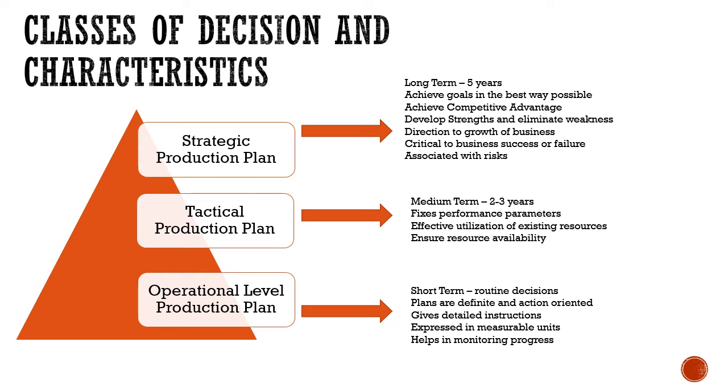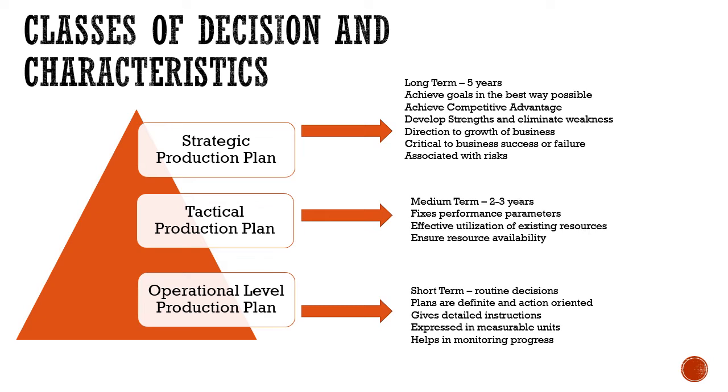Like we discussed earlier, it's for a medium term, 2 to 3 years. It's done by the people at the middle management. It actually fixes the performance parameters. Find out what is the expected level of performance, what are the gaps, and how to mitigate these gaps, how to come up with plans to close these gaps. What are the resources that we currently have, and utilizing them in the best way possible, and ensure that resources are available for utilization. And finally, the operational level production plan.